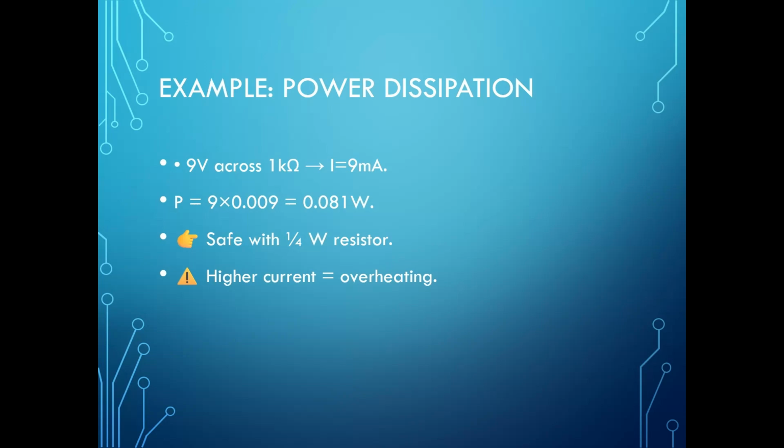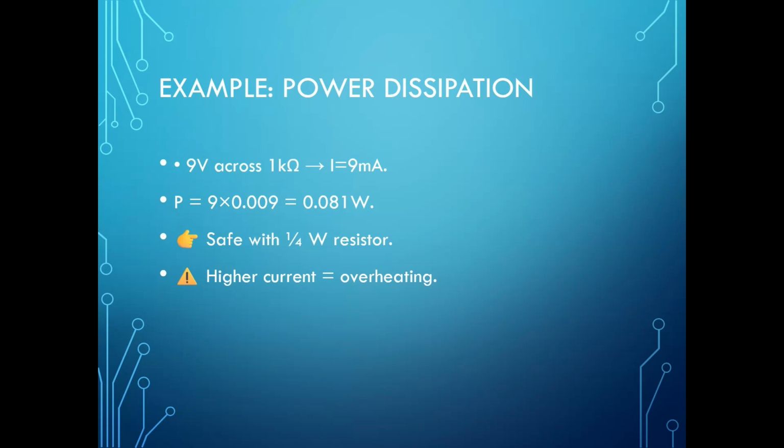So power dissipation is here. Suppose you have 9 volt across a 1 kilo ohm resistor. So current you will get 9 divided by 1000, that is 9 milliampere. Power you will get 9 into 0.009. Okay, you will get 0.081 watt. Safe with a 1 by 4th watt resistor, meaning a 0.25 watt resistor.